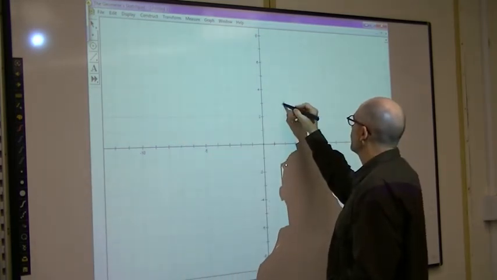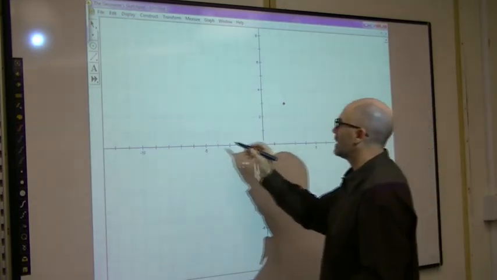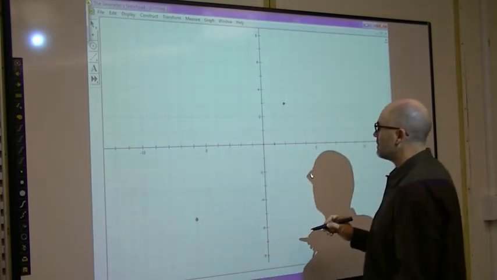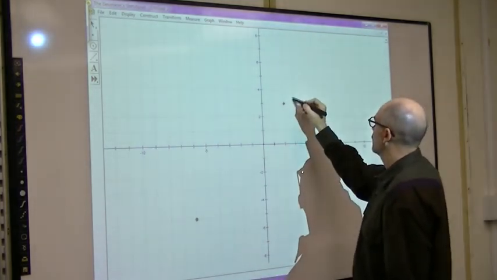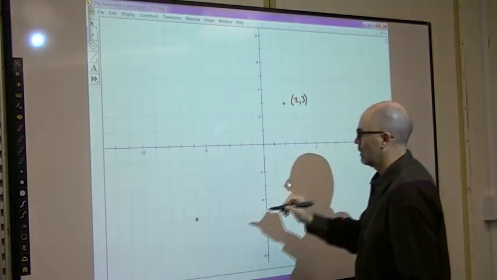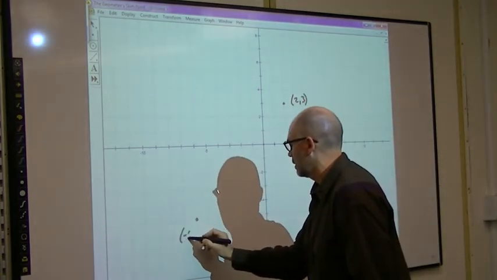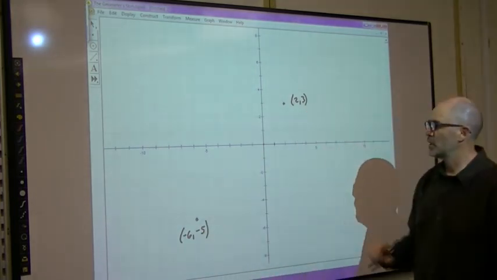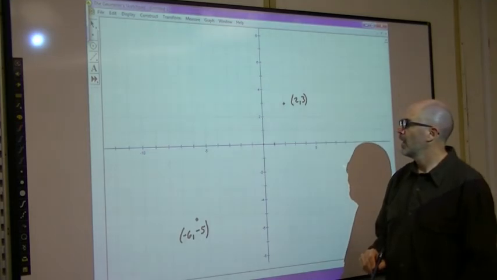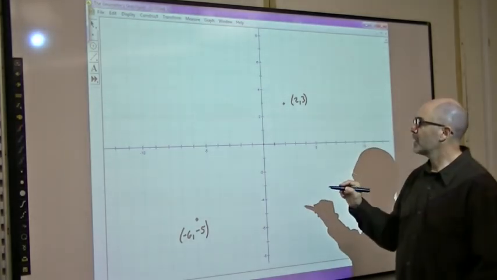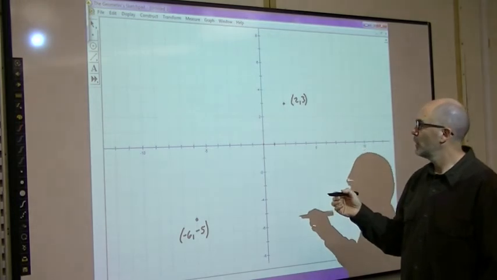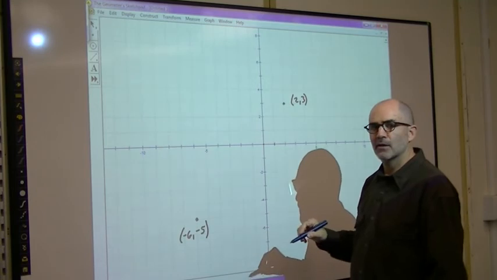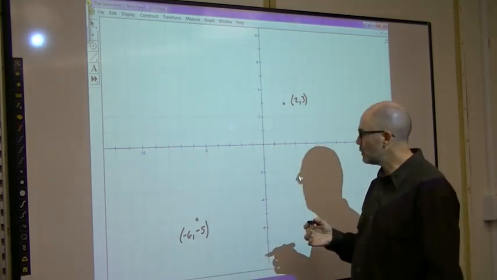(2, 3) and (−6, −5). These are the endpoints of the diameter. Now we need to find the equation of this circle. First thing we need is the center of the circle, so I need the midpoint of this segment. Well, that's handy, we did that in the first section.